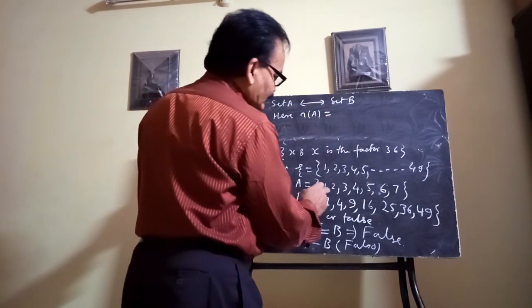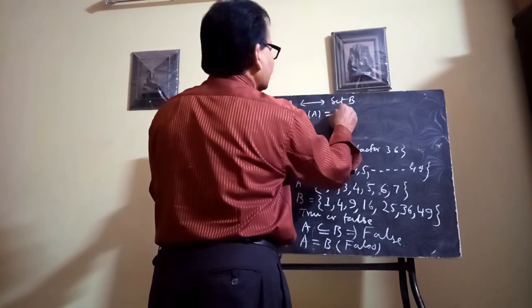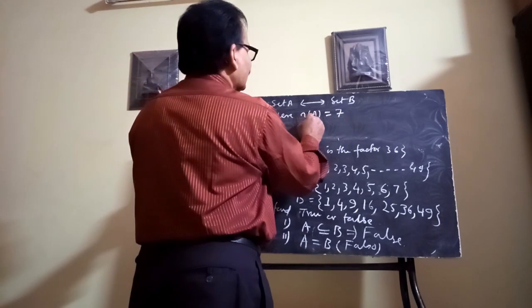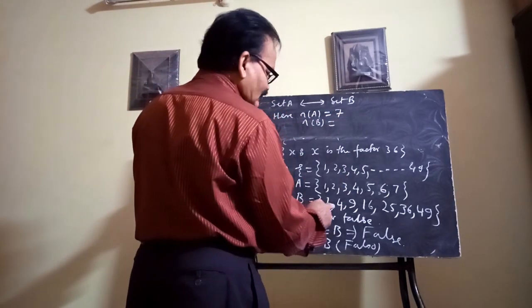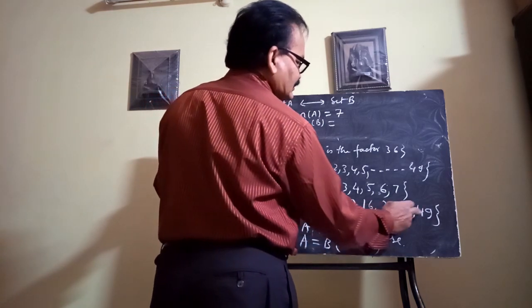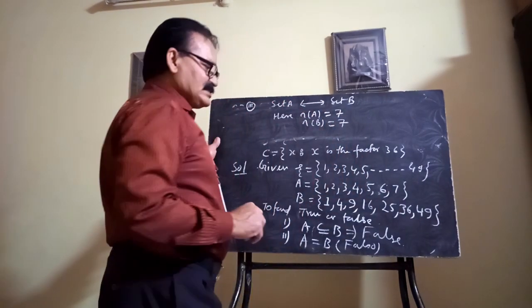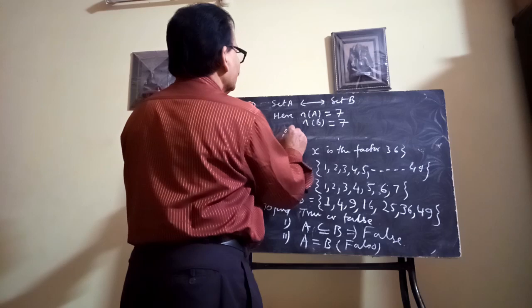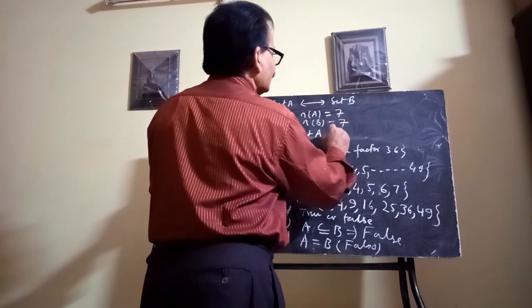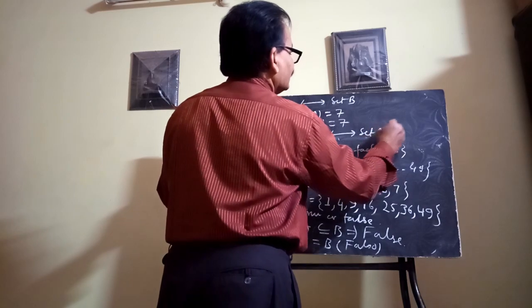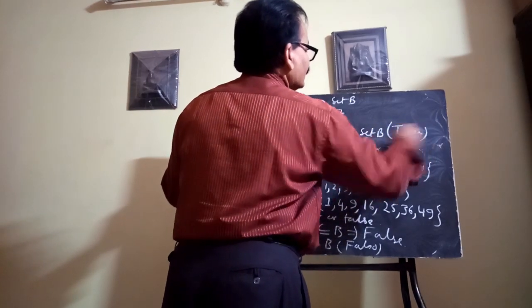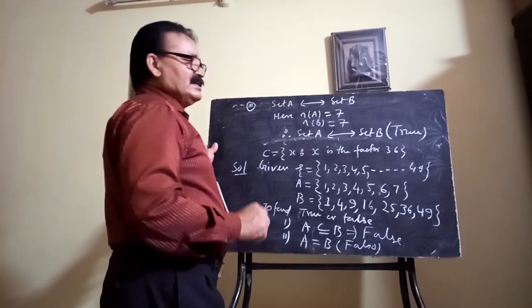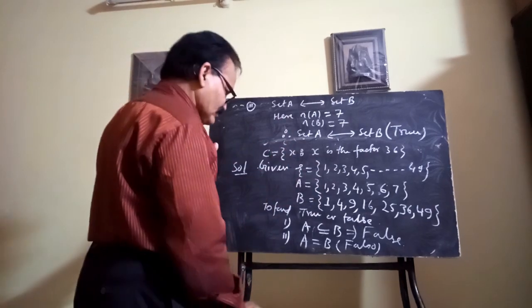You count the numbers 1, 2, 3, 4, 5, 6, 7. There are 7 elements. This n symbol stands for the cardinal number of set A, and cardinal number of set B is how much? Again you count the elements 1, 2, 3, 4, 5, 6, 7. So both have the same number of elements, but each and every element is not the same. Therefore set A is equivalent to set B. So it is true.